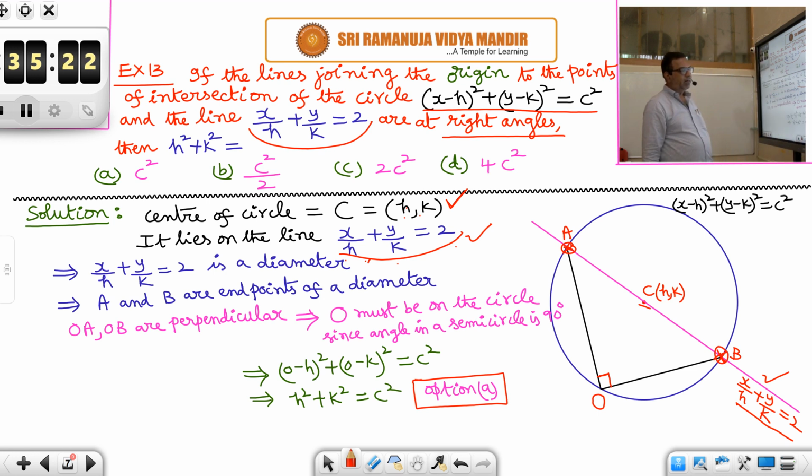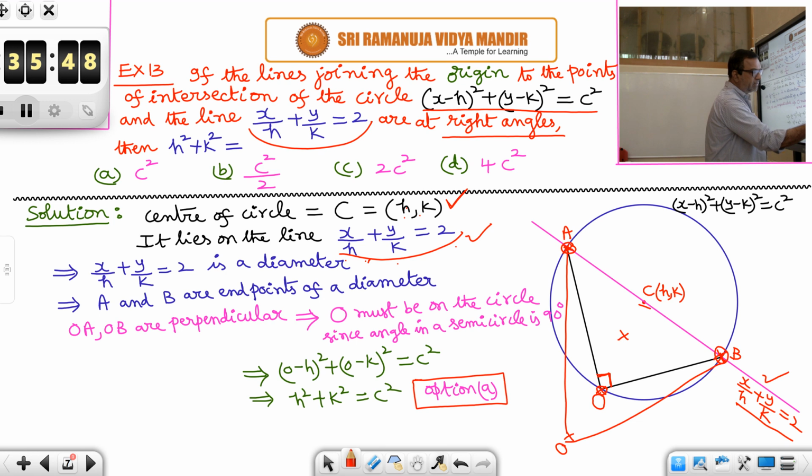These endpoints of the diameter are joined to the origin and the angle is 90 degrees. Therefore, origin must be on the circle. Because AB is a diameter, if origin is on the circle, then angle AOB will be the angle in a semicircle and hence it will be 90 degrees. If origin is outside the circle, then angle AOB will be less than 90 degrees, and if it is inside the circle, then angle AOB will be more than 90 degrees. Okay. So angle AOB being 90 degrees means origin must lie on the circle.